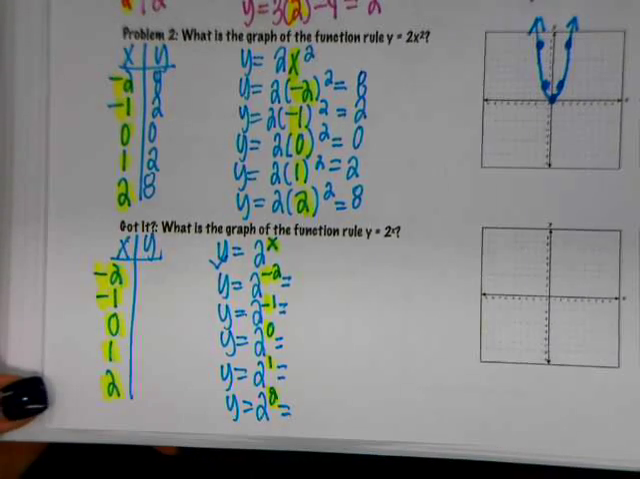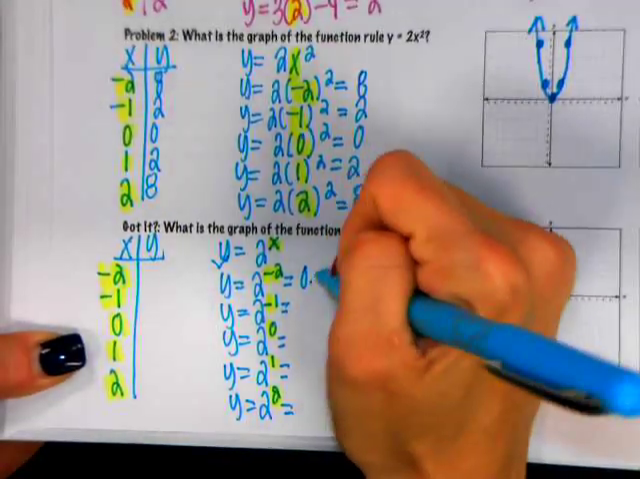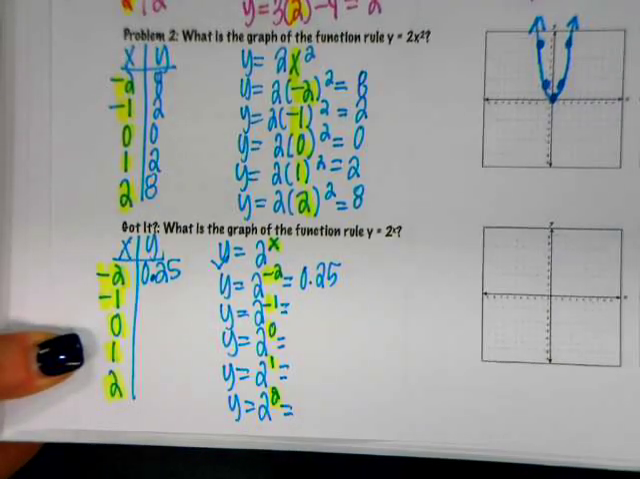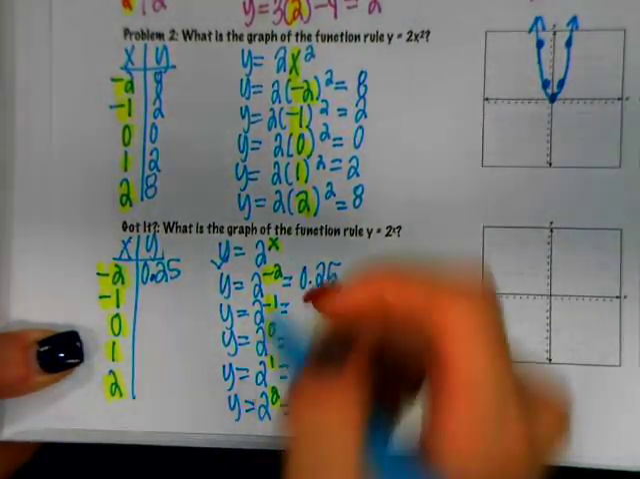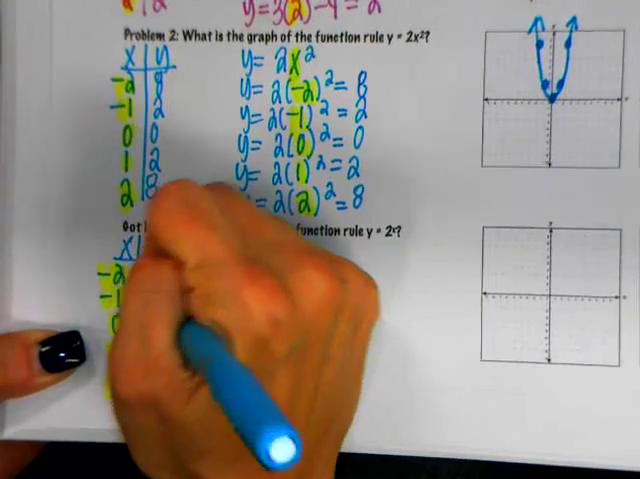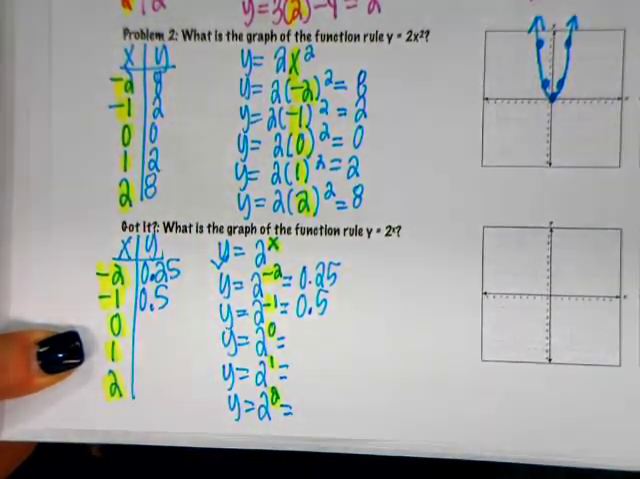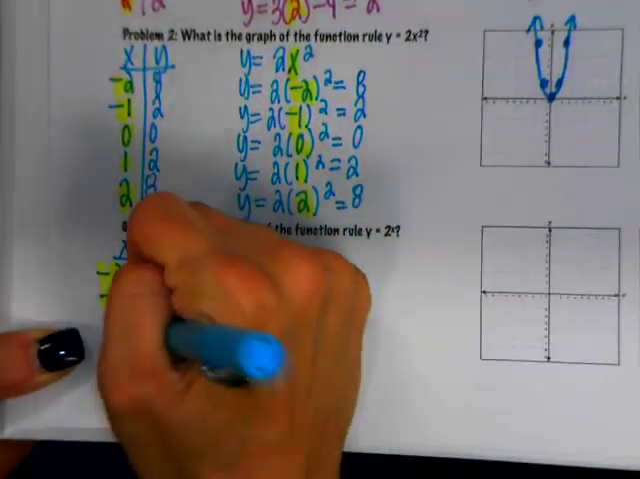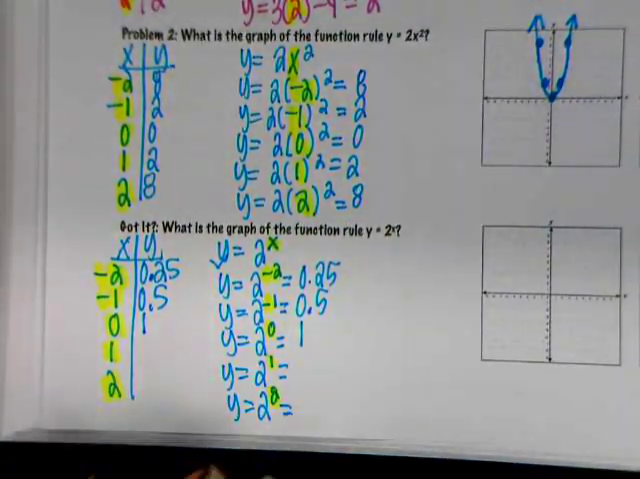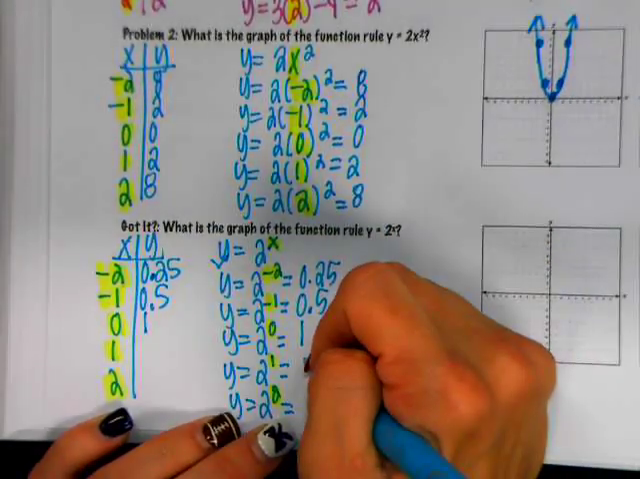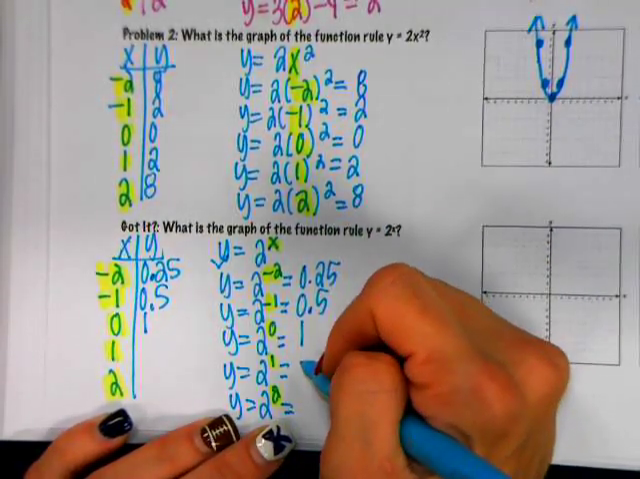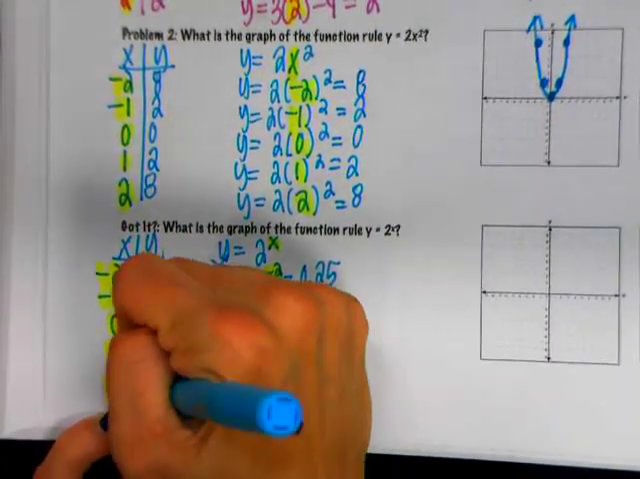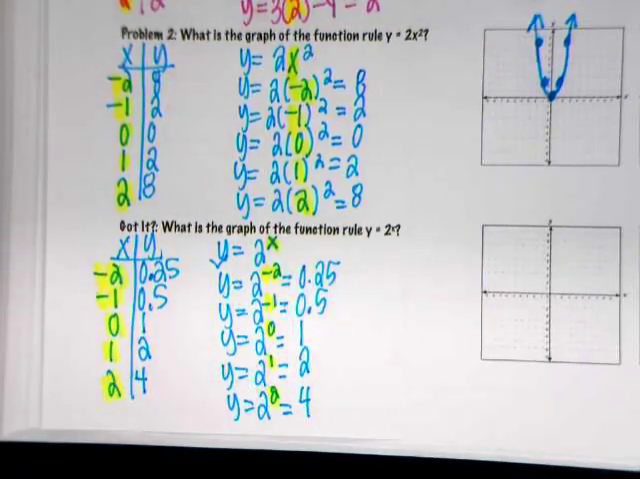What do you get for negative 2? Yeah, 0.25. What about negative 1? 0.5. What about 0? 1. 2 to the first. Yeah. And then 2 squared. Do you see the multiplication pattern here? Times 2, times 2, times 2.